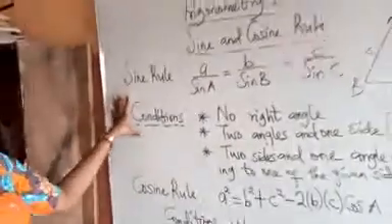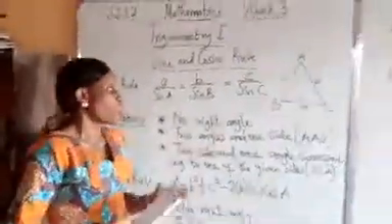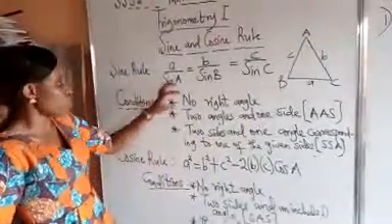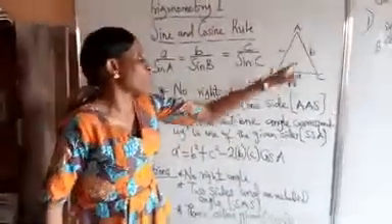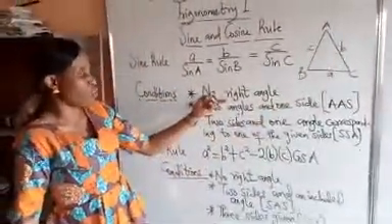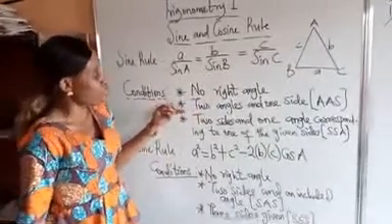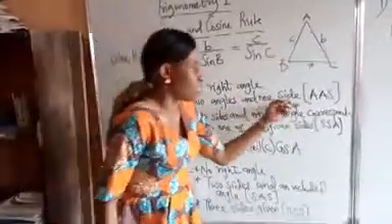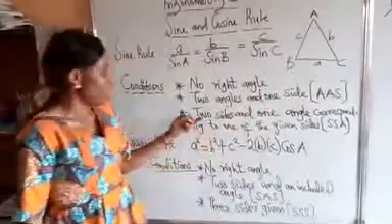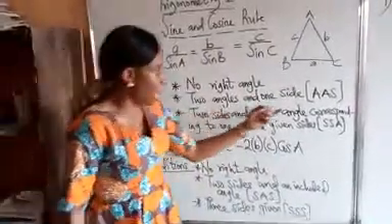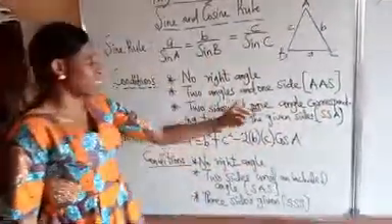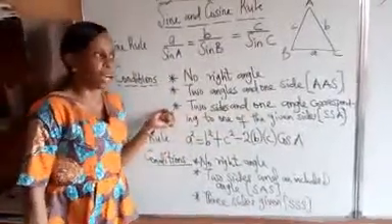There are some conditions to know if you can use the sine rule. The first condition is that the triangle must not be a right angle triangle. If you have 2 angles and one side given, the sine rule can be applied. If you have 2 sides and one angle corresponding to one of the sides given, the sine rule can be applied.